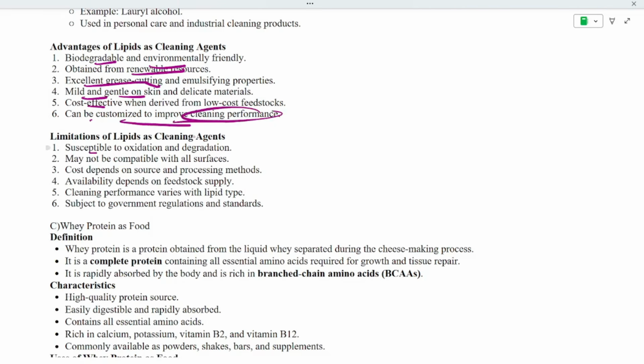Limitations: susceptible to oxidation and degradation, may not be compatible with all surfaces, cost depends on source and processing methods, availability depends on feedstock supply, cleaning performance varies with lipid type, and subject to government regulation and standards.